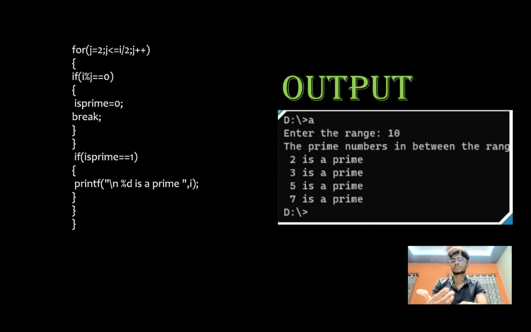So we come to the next part, which is if isprime == 1. After coming inside the first outer loop, we had the value of isprime equal to 1. Yes, so the value of isprime is equal to 1. We can print this statement: %d is a prime. The %d value is i, so the i value is 2. So we print the statement, and you can see the output as 2 is a prime.